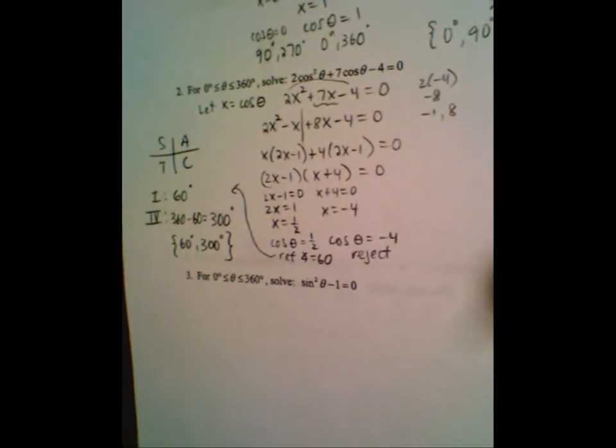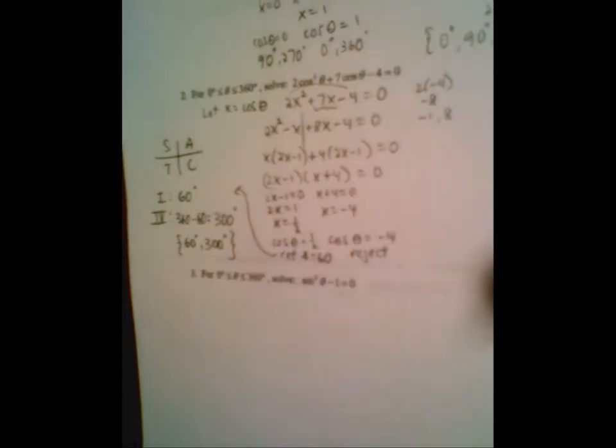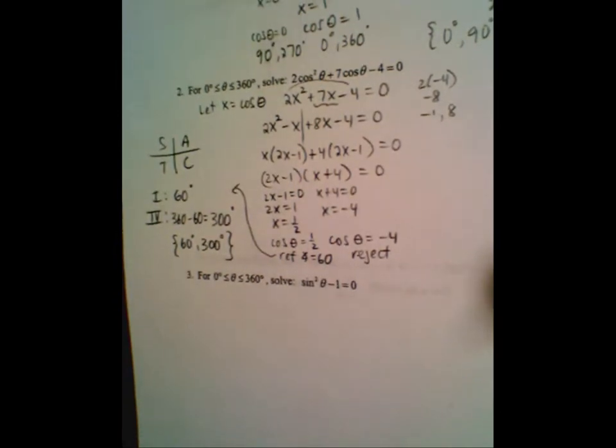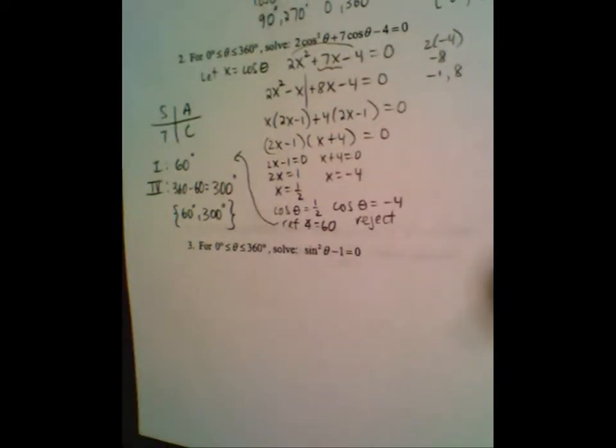And that is number 2. So it's really just what we did before, with the linear, but we have to do it twice now. First we have to factor it, and then we have to find the answers that go with both of them.